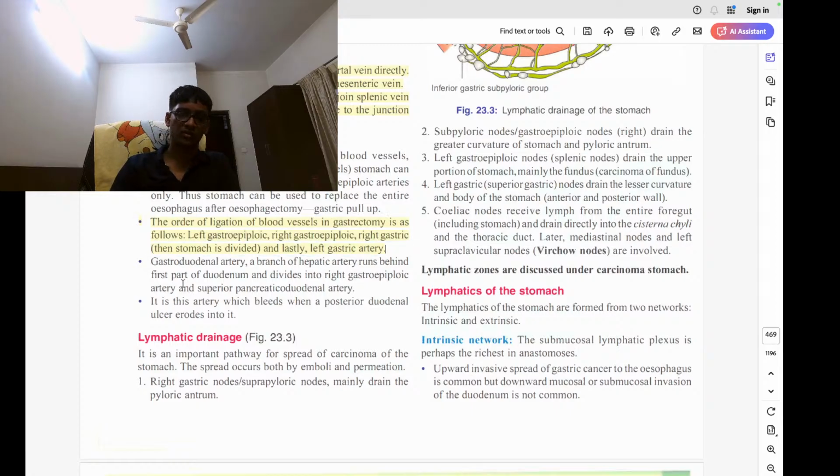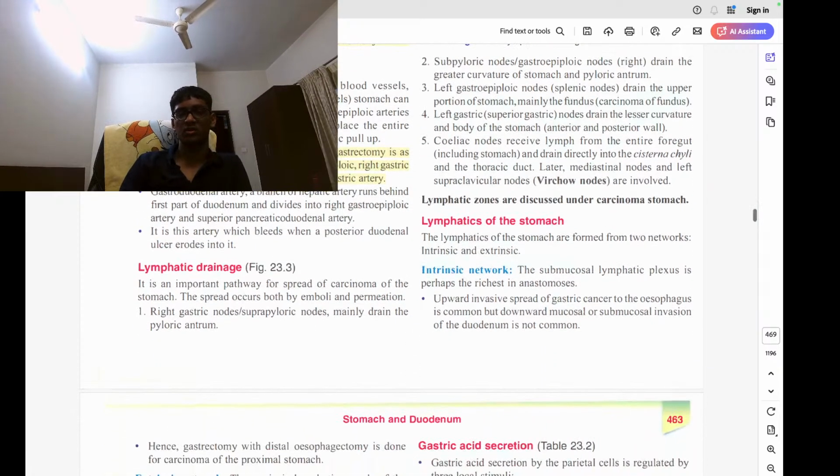Maybe wait one second. Posterior duodenal also erodes into it. I'll just make this one. No, I think it'll come up. I don't want to mark it here. It'll come up. It'll mostly come up.